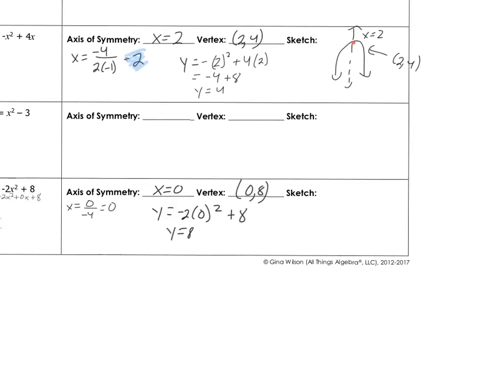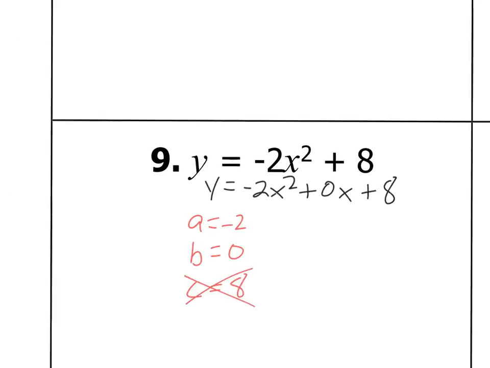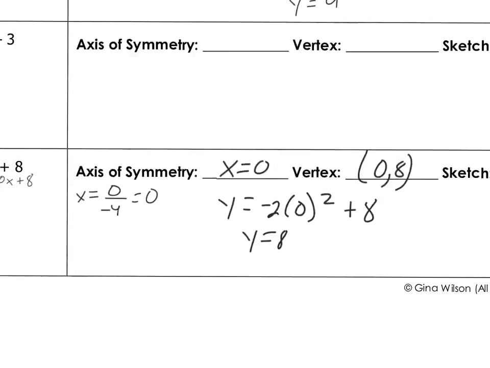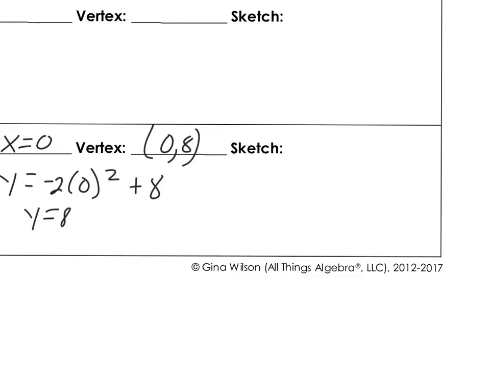All right. So what kind of sketch is this going to be? Well, let's take a look at our A again. Our A was negative, so that tells me this is going to be going down. It's going to look like a frown. We have our axis of symmetry here, at x equals 0. And our vertex is right here, which is (0, 8).